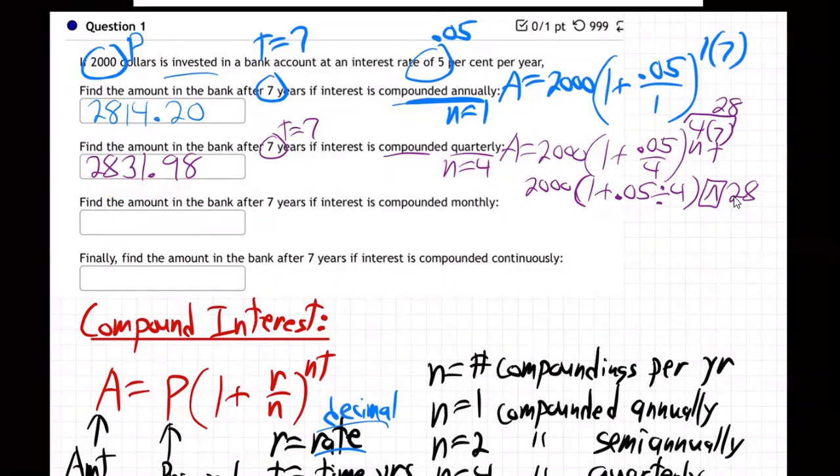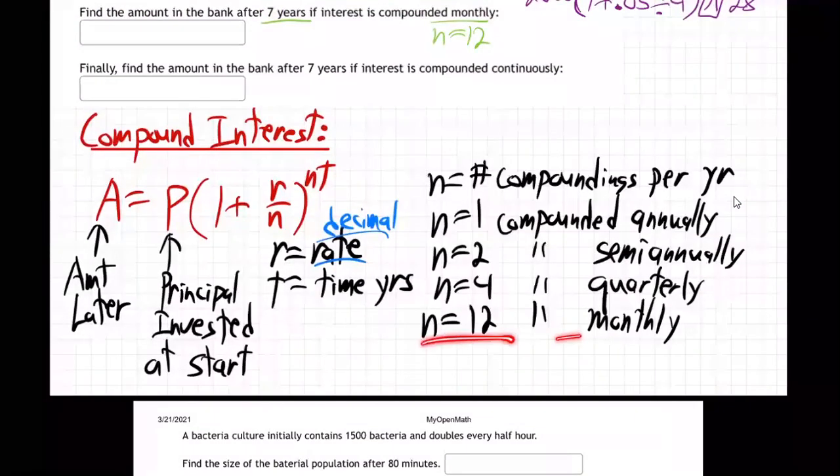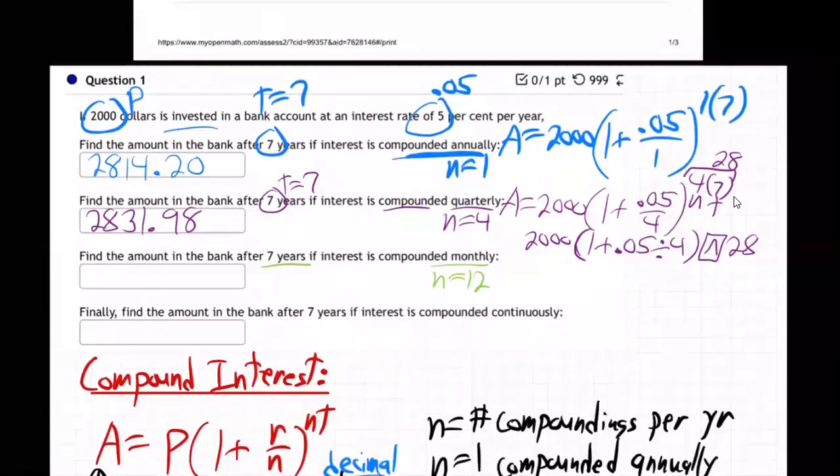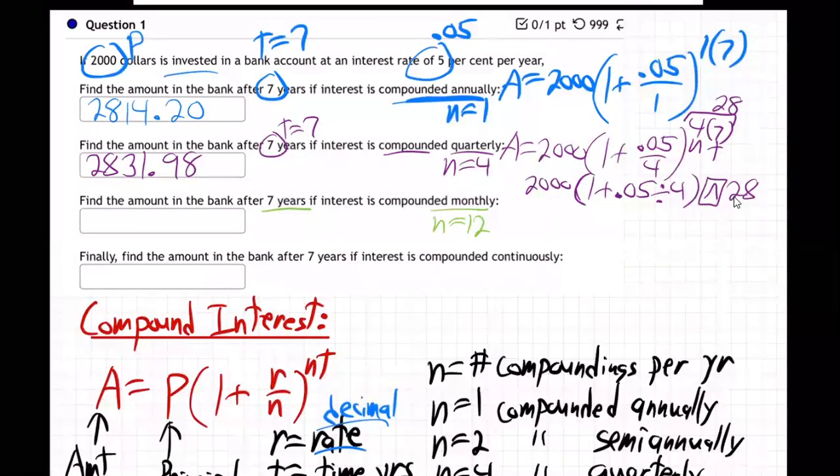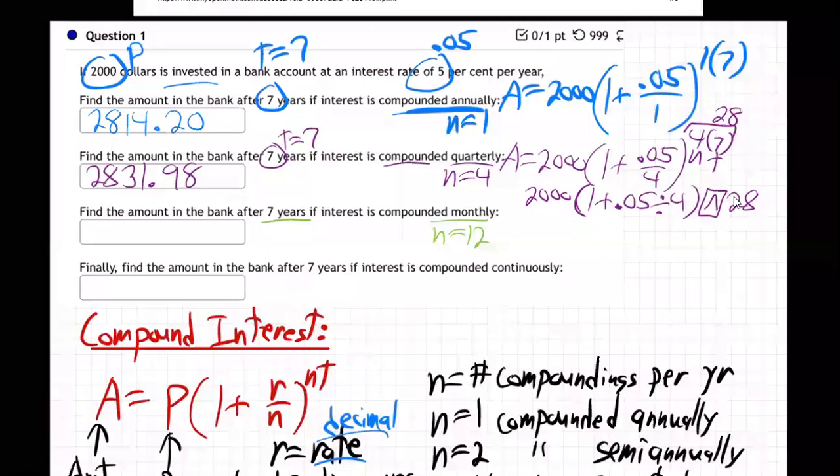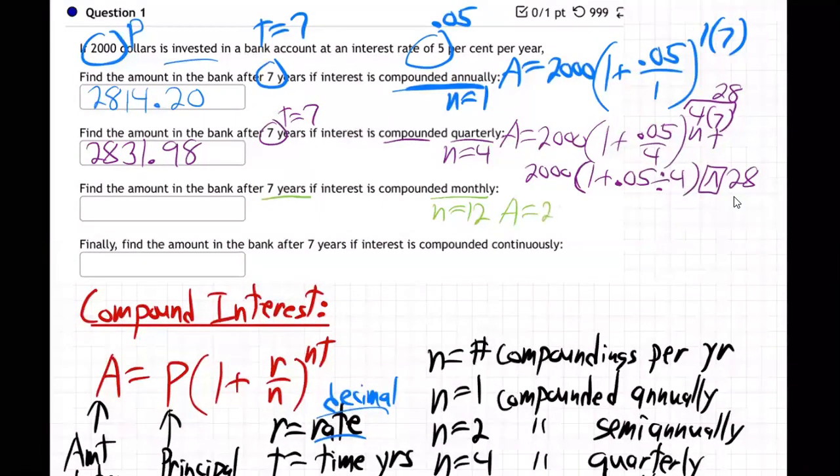Now, let's try it again. Now we're going to go 7 years compounded monthly. Well, monthly is 12, as it says right down here, right? 12 times a year, monthly compounding, 12 times a year. So the amount will be again 2,000, 1 plus 0.05 over n is 12 to the 12 times 7. And then let's just figure out what is 12 times 7, that's 84.